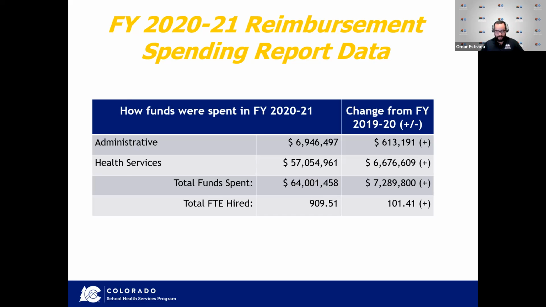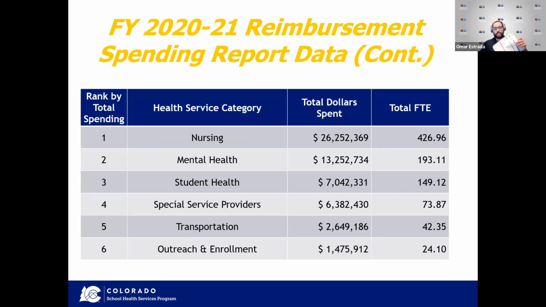And if we look at the next slide, we're going to see that split by health service category. This is ranked by total spending, but just by the way that the dollars worked out, it's also ranked by total FTE. What usually isn't surprising, if you've seen the figures from these kinds of reports before, is that nursing and mental health are the top ones. They tend to be at the top. Nursing usually is the number one.